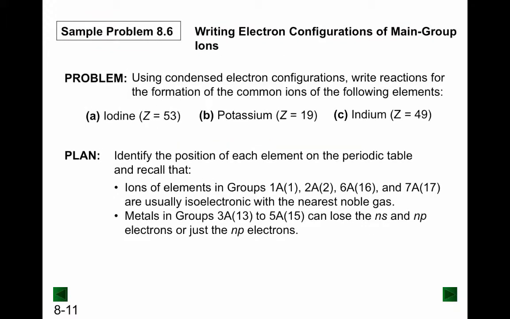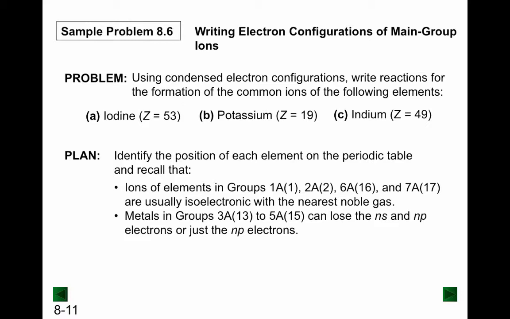Now it's time to put all of our newly acquired knowledge to work and work through Sample Problem 8.6. Sample Problem 8.6 wants us to write electron configurations for the formation of main group ions from their elements. Remember, metals lose enough electrons so they have the same electron configuration as the noble gas that is usually behind the metal. Nonmetals tend to gain enough electrons to have the same electron configuration as the nearest noble gas, usually in front of the nonmetal. Let's work through part A together, and then you can work through parts B and C on your own, as well as the follow-up problem.